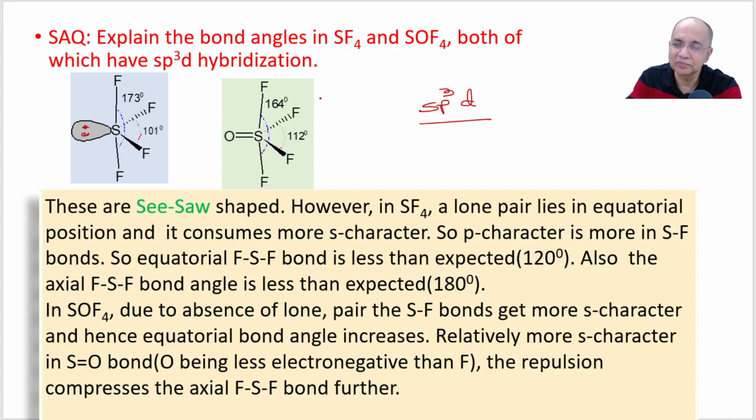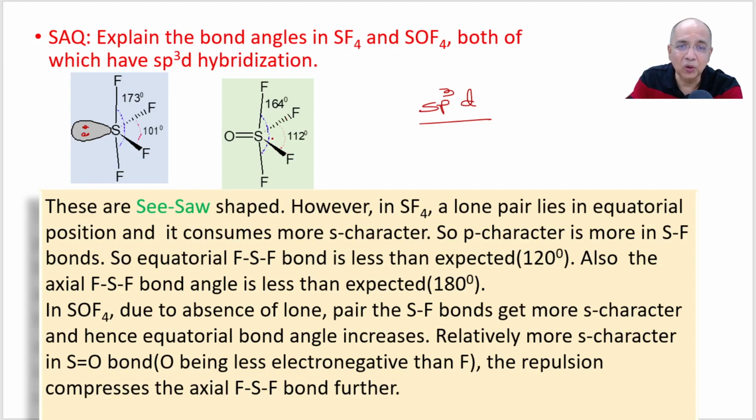SOF4, sulfur oxytetrafluoride. There is no lone pair, but still it is sp3d. Steric number is still 5, but the bond angle is a little more. Why? Because it was the lone pair which was consuming more S character, but there is no lone pair here. So the S character in all the SF bonds becomes more compared to this. So as the S character becomes more, repulsion is more, bond angle is more, but still less than 120.